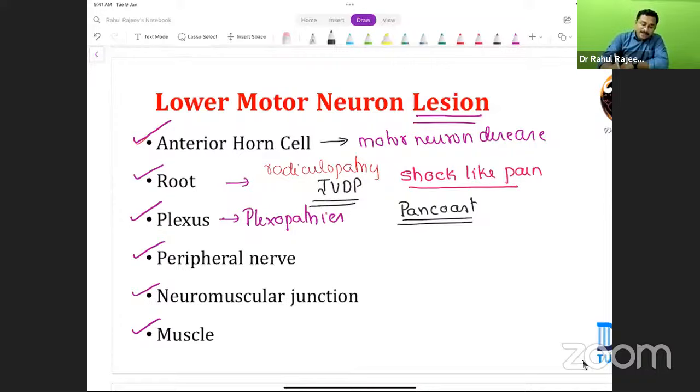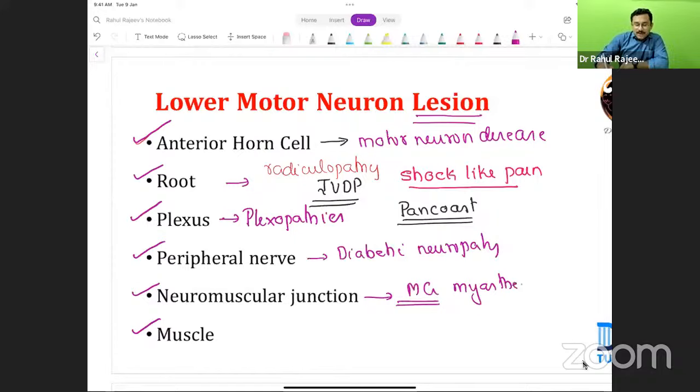Peripheral nerve can be affected, as in case of diabetic neuropathy, for example. I'm just giving you an example of each. Diabetic neuropathy. Neuromuscular junction: myasthenia gravis, MG, myasthenia gravis. In your exam, don't say MG. I can say MG because I have passed the exam. But when you say it, your examiner will ask, what is this short form? I don't understand this. Don't worry, even the examiner might use the same term. But during your exams, use all the full terminologies.